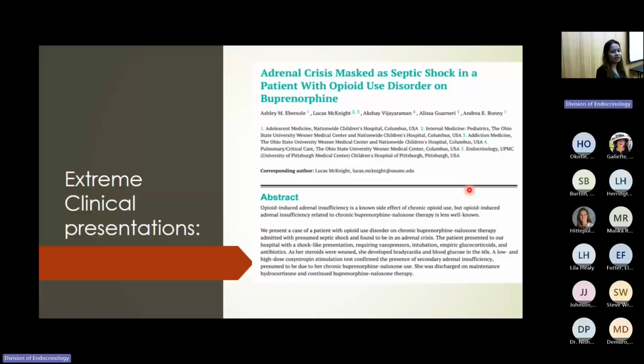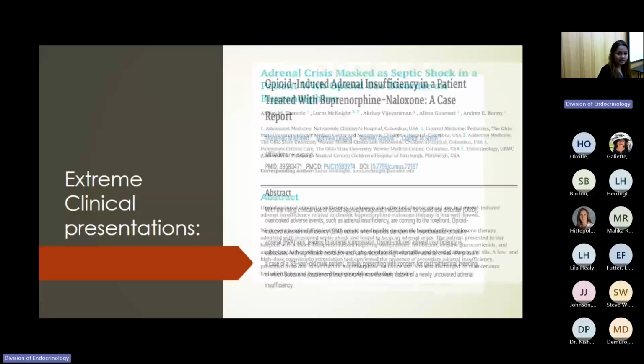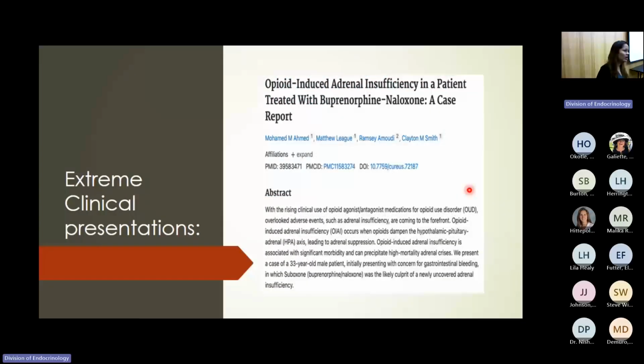And at that time, when the axis was checked after normalizing the doses to physiological doses and holding the dose, they saw that he had a suboptimal response and actually had adrenal insufficiency, and the patient was on long-term Suboxone therapy. And again, I think this next one is actually one of ours.